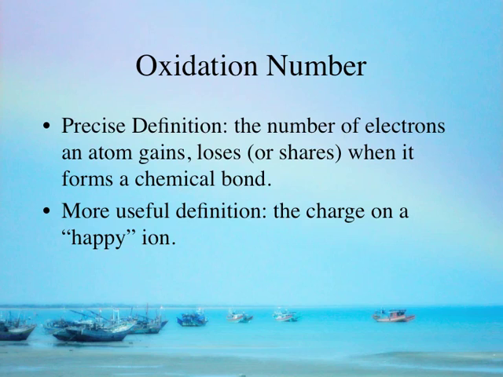We're going to learn about oxidation numbers. The precise definition of this is the number of electrons an atom gains, loses, or shares when it forms a chemical bond. A slightly more useful definition for us will be to think of what's the charge on a happy ion. That is, an ion that's meeting the 8 valence electrons octet rule.